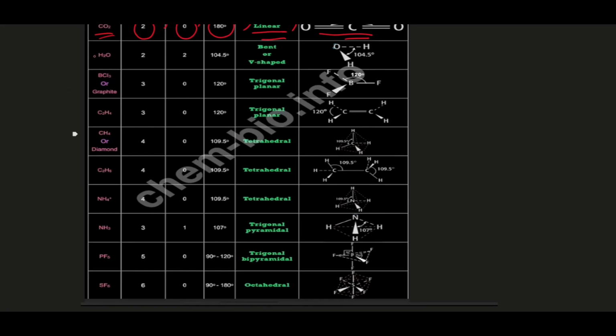But in case of water, check out. It also has two lone pairs as well. So what will happen? This will result in the reduction of the bond angle from 180 to 104.5 degrees, and it will result in the diagram of a V shape. And this is the diagram you can see.